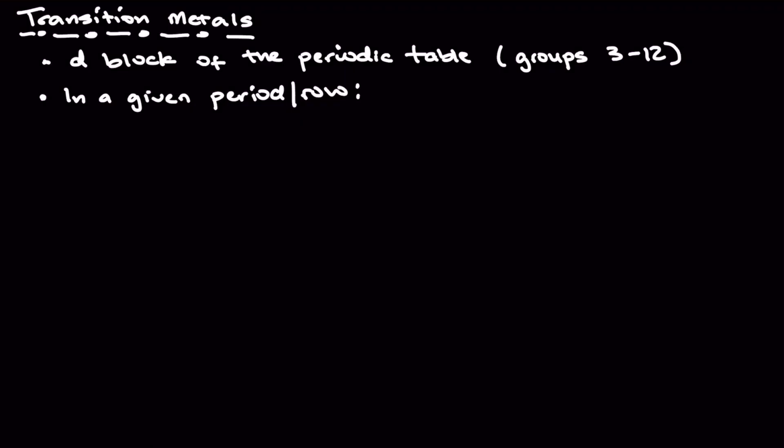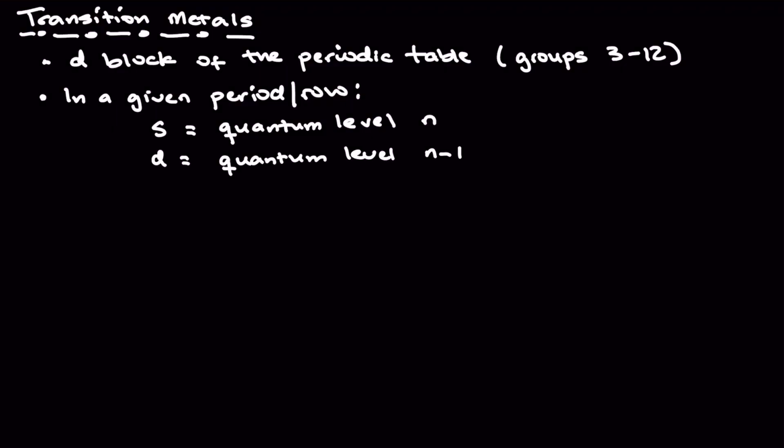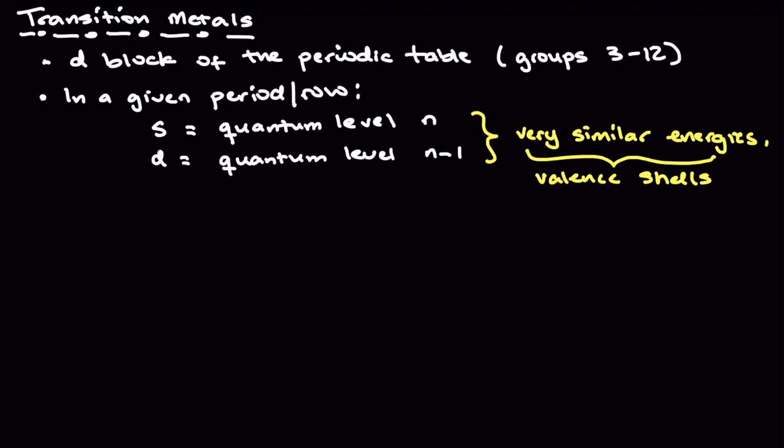At that row or that period, while the S block, which is on groups 1 and 2, would take on the same row number as the period. So let's say you're on row 4, the quantum level for the S block will be n equals 4. When you get to the D block, however, that quantum level goes down 1. So at row 4, the transition metals from groups 3 to 12 would have an energy level of n-1, which would be 3. However, the actual energy levels for a 4s versus a 3d is actually very similar. And so we typically count all the orbitals across the 4s and the 3d as valence orbitals, and the electrons within the 4s and the 3d, they are all counted as valence electrons.